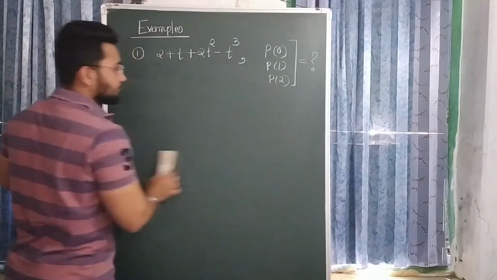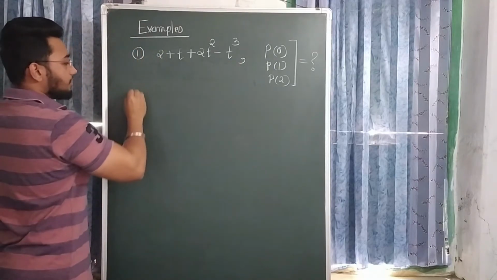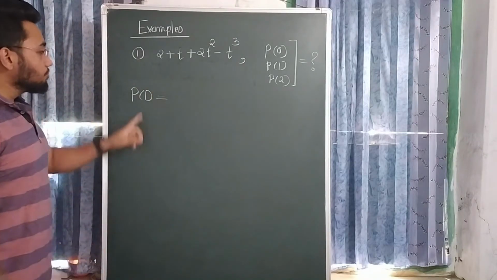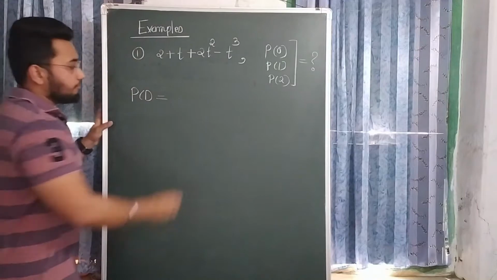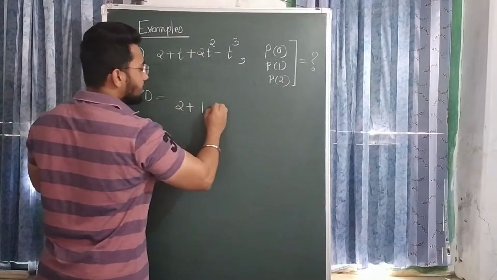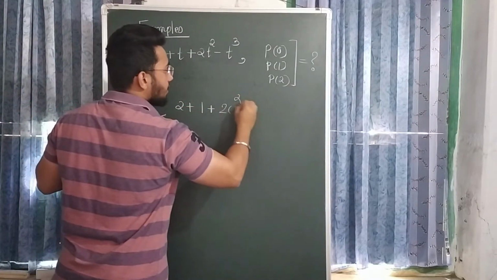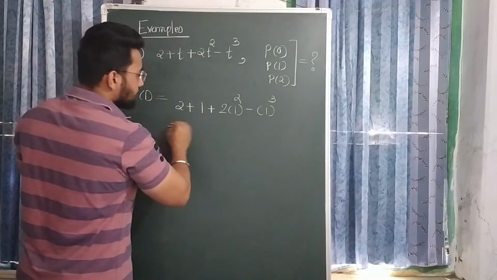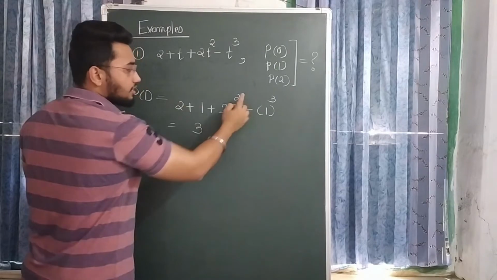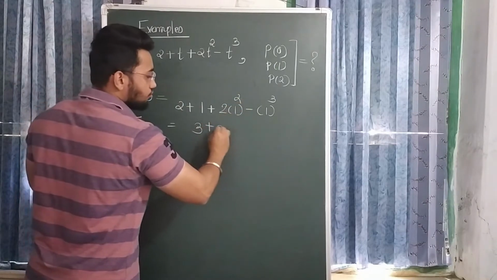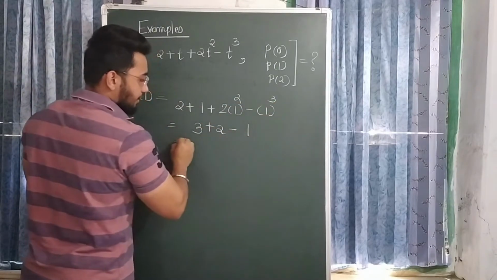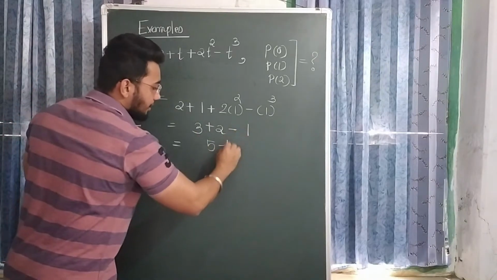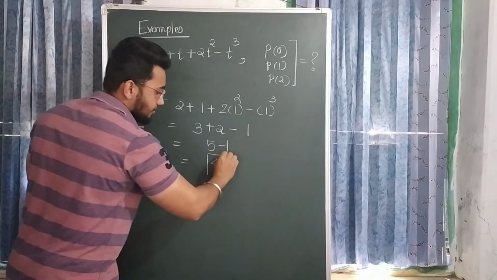Now the second one, P(1). P in the function of 1. Simple, we have to put 1 in place of t. 2 plus 1 plus 2 times 1 square minus 1 cube. Now further solve. 2 plus 1 is 3, 1 square is 1, 1 into 2 is 2, 1 cube is 1. Okay, 3 plus 2 is 5, 5 minus 1, and our answer is 4.